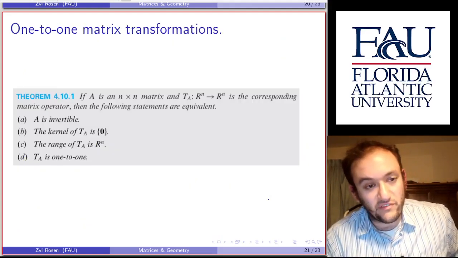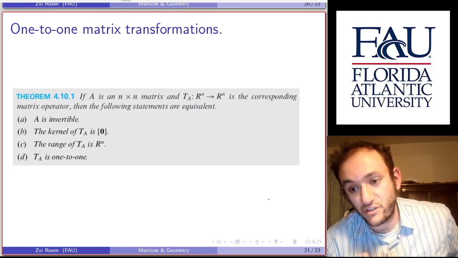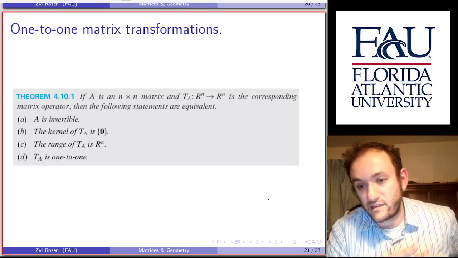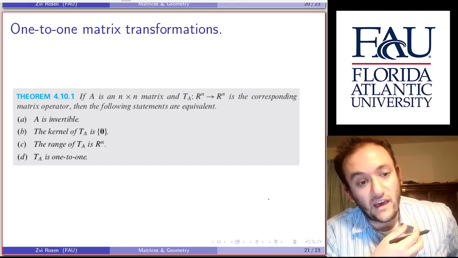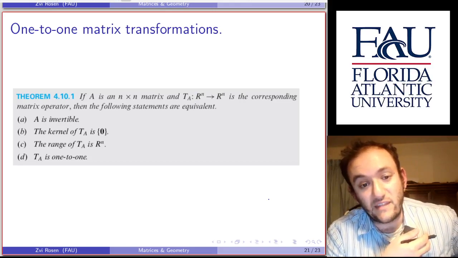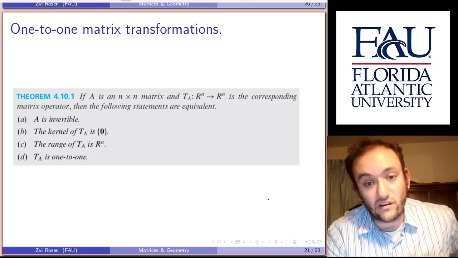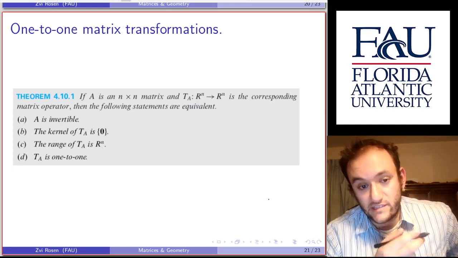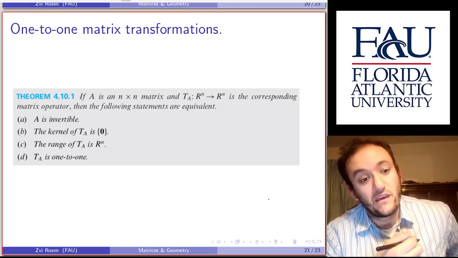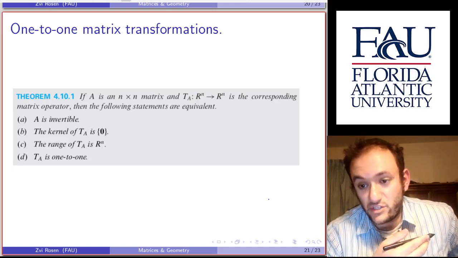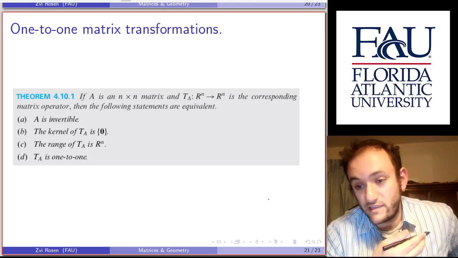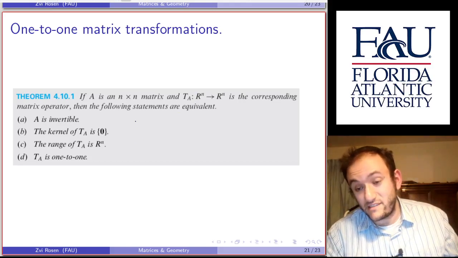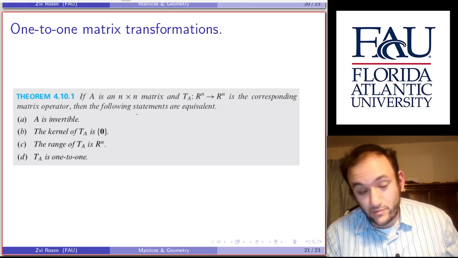Okay, now a brief connection of this new material on transformations to null space and some of the things we learned in previous lectures. We have the following theorem from the textbook. If A is an n by n matrix, and TA from Rn to Rn is the corresponding matrix operator, then the following statements are equivalent. Okay, first, A is invertible. That's the matrix. The kernel of TA, the transformation corresponding to A, is just the 0 vector. This makes sense because if you have more than one thing mapping to 0, how are you supposed to be able to invert the map?